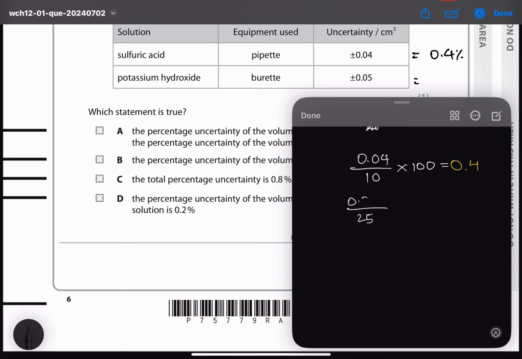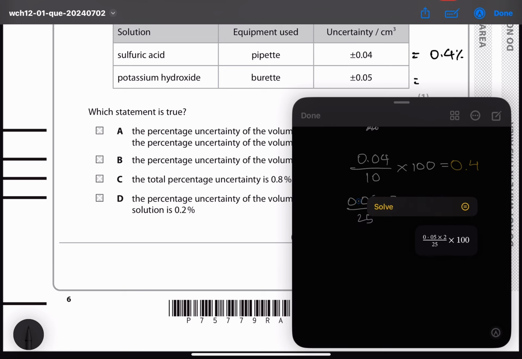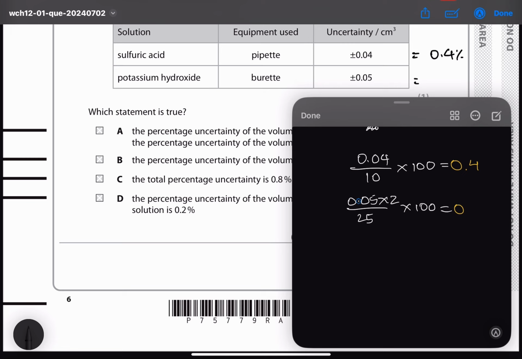Net uncertainty is 0.05. We need to multiply it with 2 because while measuring using burette, we measure twice because we have the initial reading and the final reading, right? So if we do that, okay, so this is wrong for some weird reason. Let's just cut everything out and do it again. This is 0.05 times 2 over 25 times 100, which gives us 0.4 again.